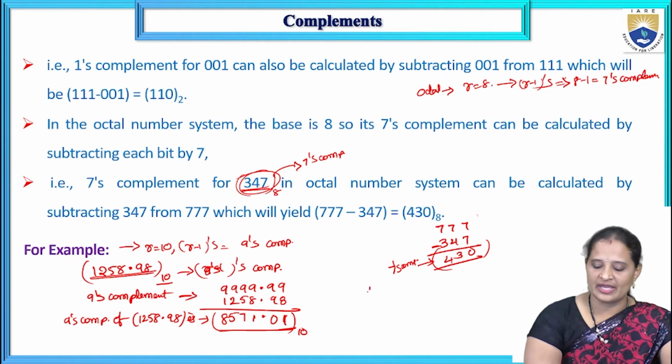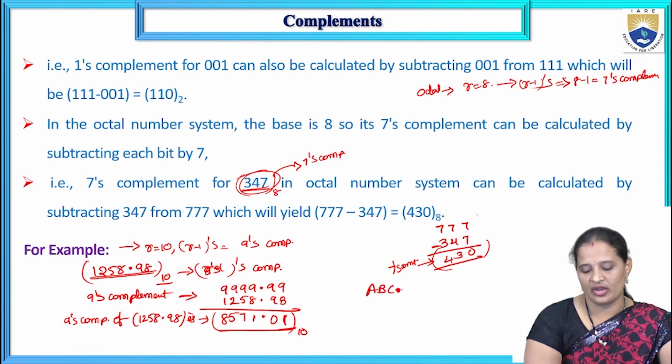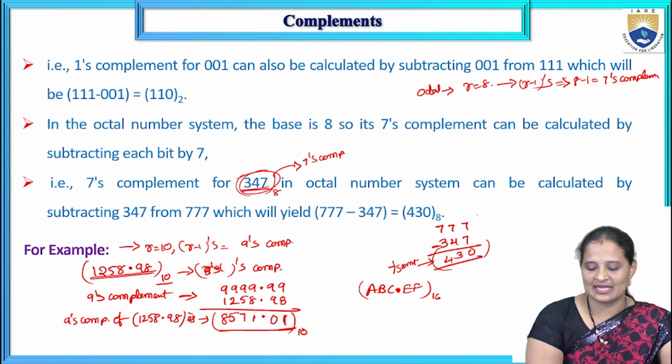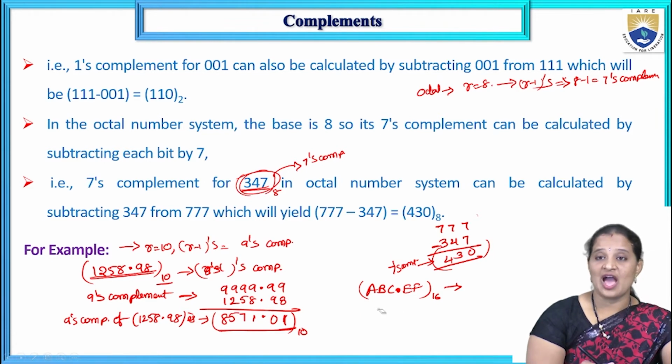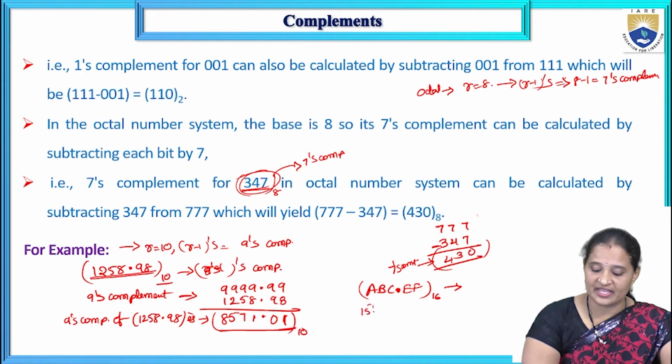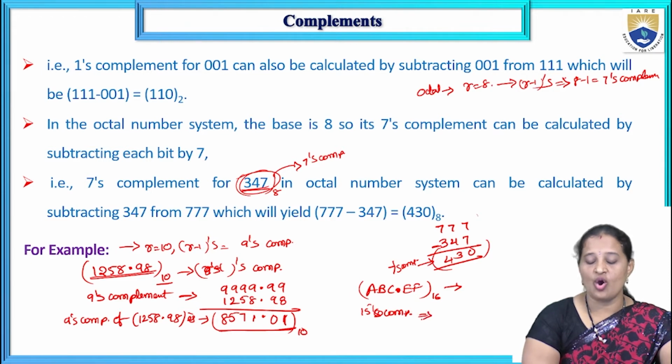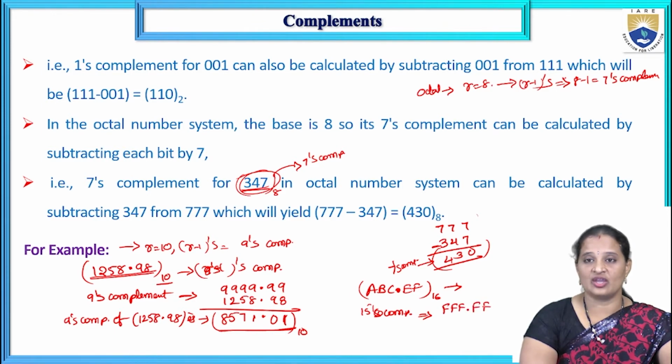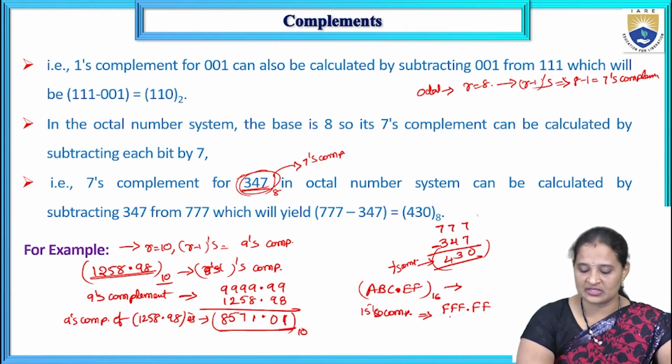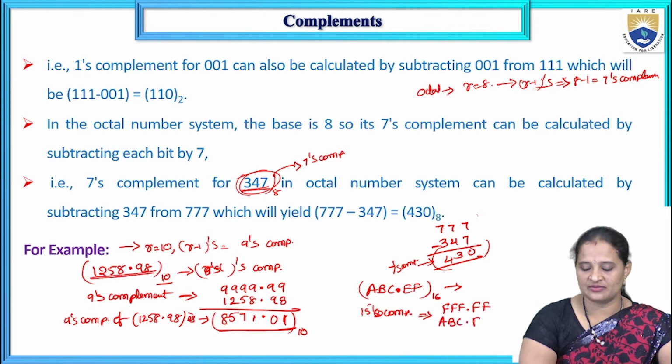So similarly, for example, I have a number ABC.EF. This is my hexadecimal number. So what is the r minus 1's complement of the hexadecimal number system? R is 16. R minus 1 means the 15's complement. So what is 15 represented as in the hexadecimal number system? F. That means each digit should be subtracted from F when we want to get the 15's complement. F.FF. Then I have to subtract each digit from F.